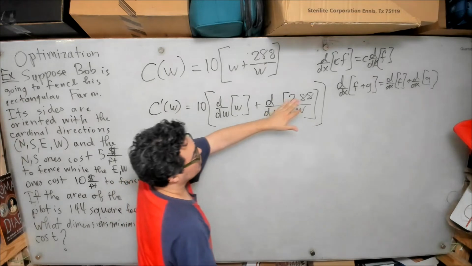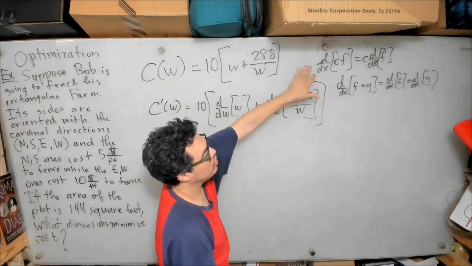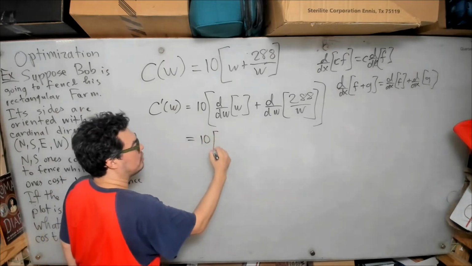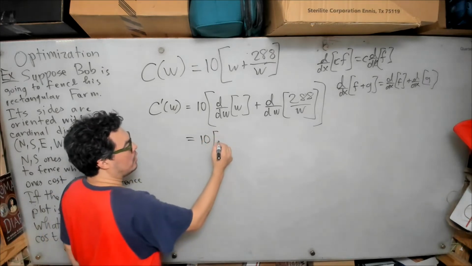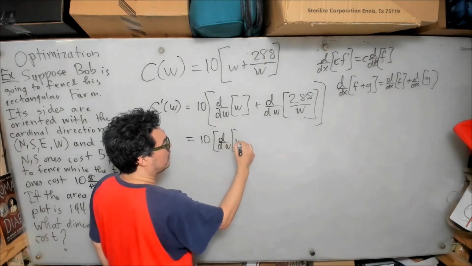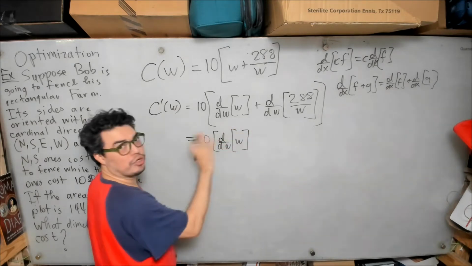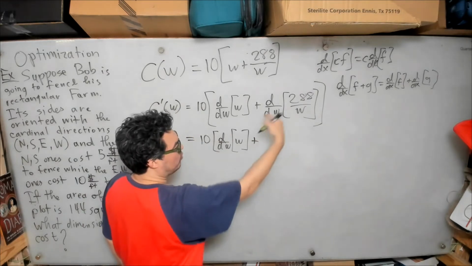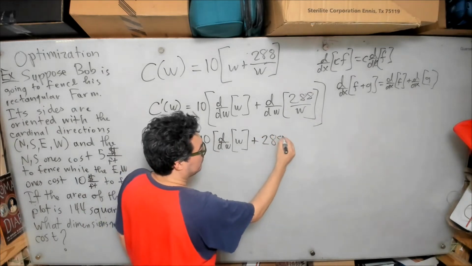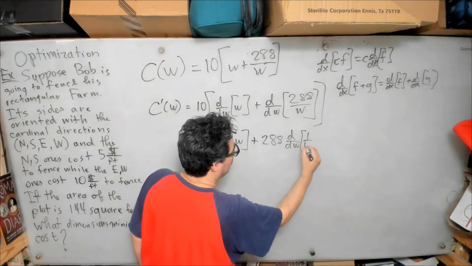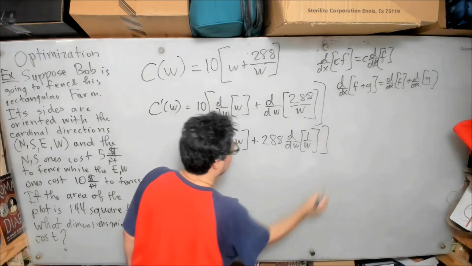And then over here, this 288 is a constant, and I'm going to reuse this here, and it's going to be 10 times the d/dW. I'm going to simplify this in a moment. I just want to make sure you guys see all these steps. Okay, so then plus, I'm going to pull out the 288 here, and I'm going to have d/dW of 1 over W.